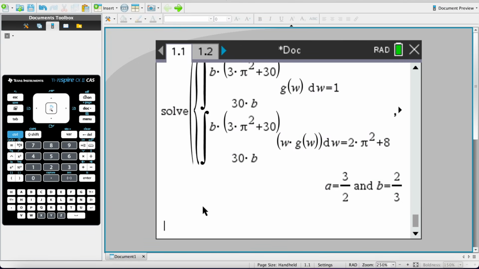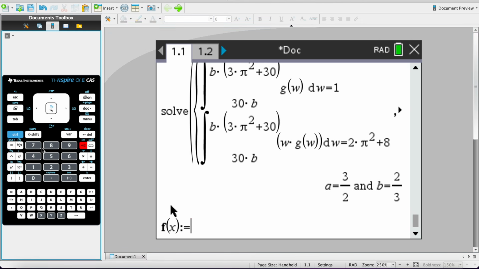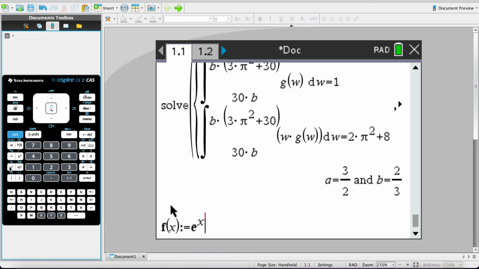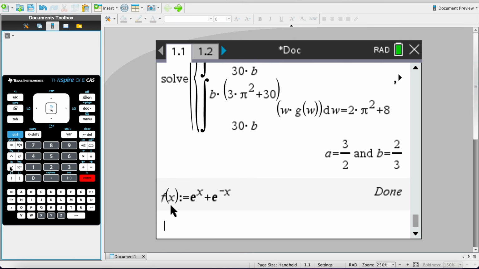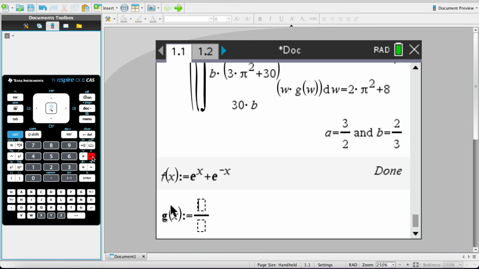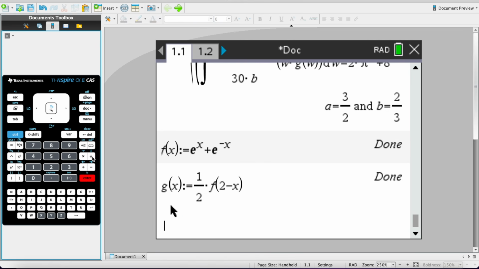First of all, let's define g. So f first, of course. f of x, define that as e to the power of x plus e to the power of negative x. And then g of x, define that as 1/2 f of 2 minus x. Now, we want the part that's strictly increasing for g1.